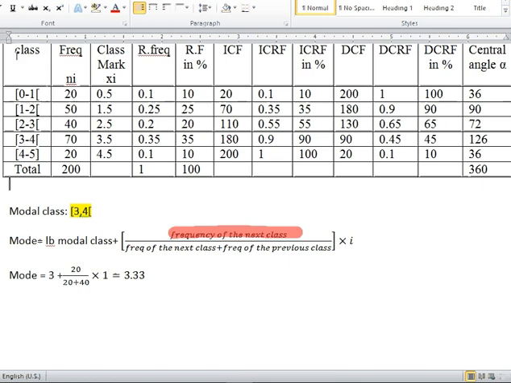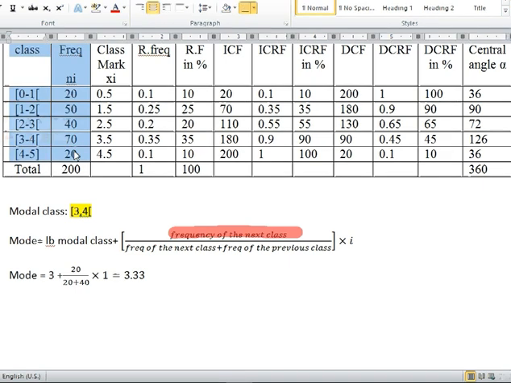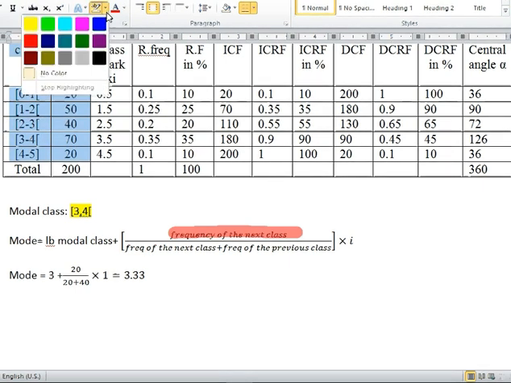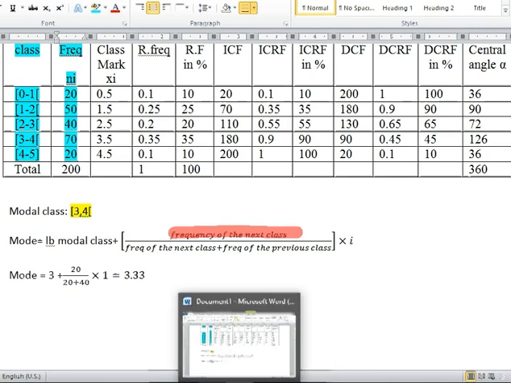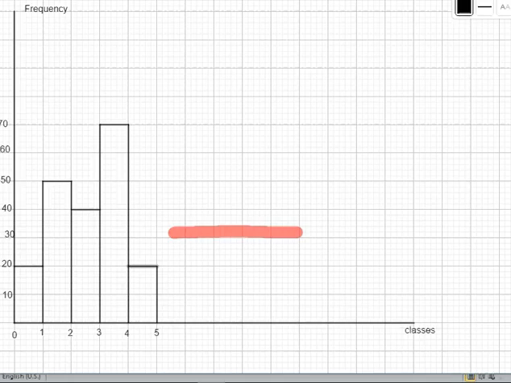Okay, so you look at these two columns here. Okay, and you have to graph them using a histogram. What do you mean by histogram? So first of all, you take a scale here.